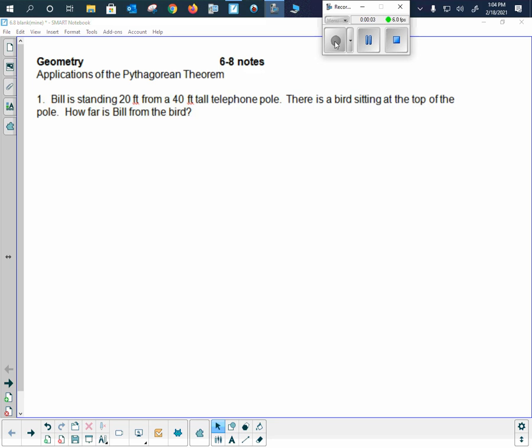All right, for our 6-8 notes, we're looking at applications of the Pythagorean theorem. And that is an important part to know that we are talking about the Pythagorean theorem. What kind of triangle does the Pythagorean theorem work on? A right triangle, and a right triangle only.